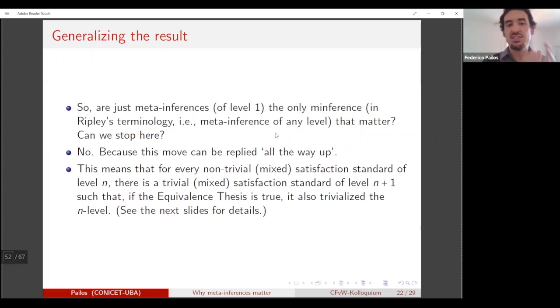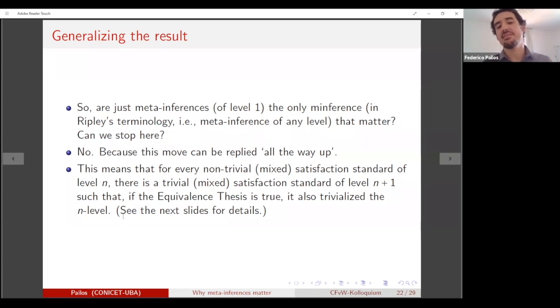This means, in a nutshell, that for every non-trivial mixed satisfaction standard of level n, there is a trivial satisfaction standard of the next level, the level n+1, such that if the equivalent thesis is true, then it also trivializes the n level. And if this supporter of the standard of level n takes no commitment at all about the n+1 level, then one can no longer describe her as a supporter of non-trivial sets of meta-inferences of level n, because her position might be combined with this trivial position on the n+1 level.